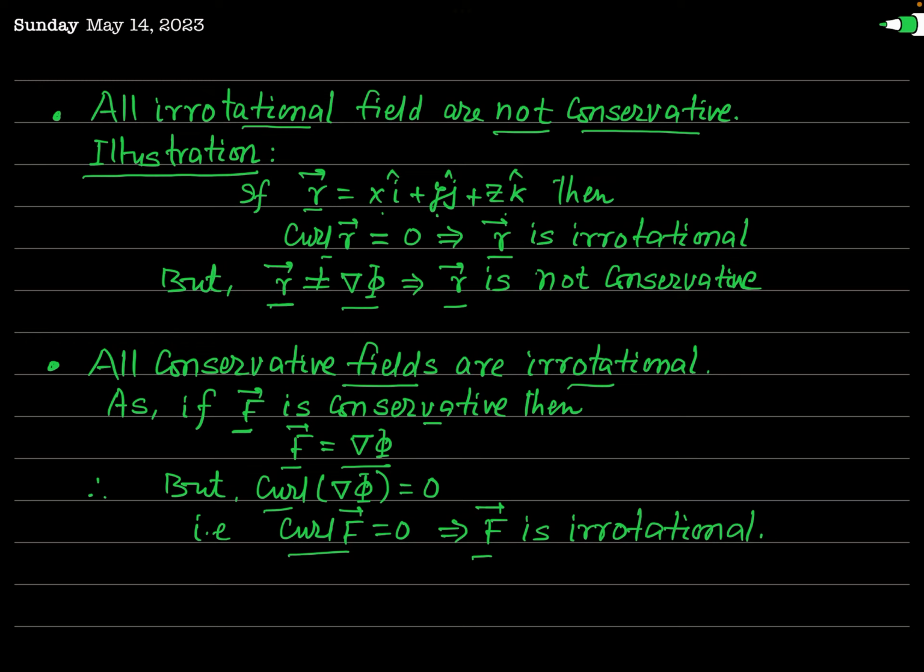So I think what is the basic difference between an irrotational vector field and a conservative vector field? Definitely you have become acquainted with it.